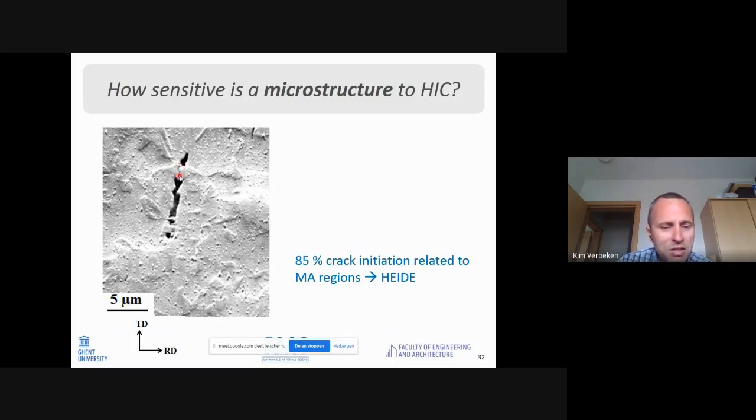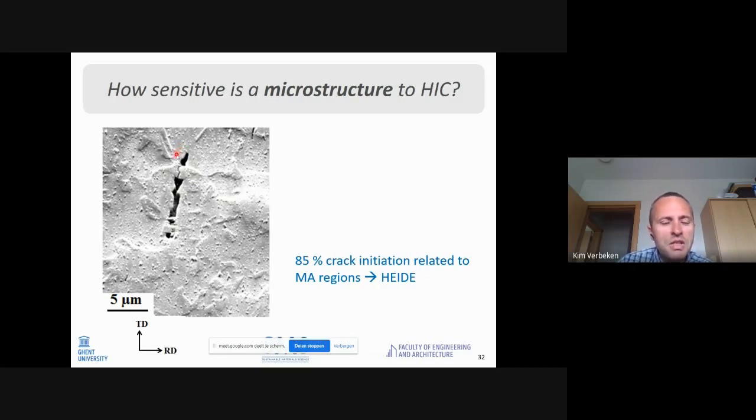But then this crack comes into the ferrite, and ferrite is more ductile. So at that moment, you see plastic deformation. You see a blunting of your crack tip, which slows down the crack propagation rate. So the ferrite is a ductile material, and you see that the crack and your material behave in a different way. So how sensitive is a microstructure? Well, this depends on whether you are talking about the retained austenite and martensite islands, which are very sensitive, or the ferrite, which has the capacity to slow down the crack propagation.